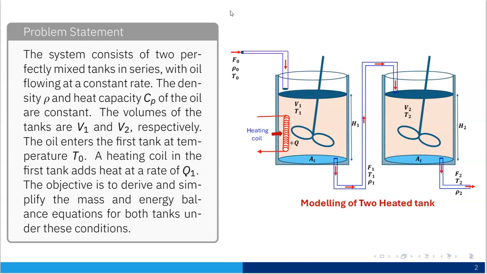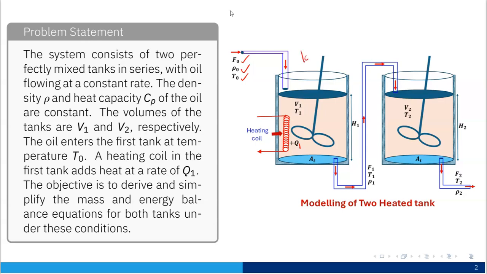The oil enters the first tank at temperature T0, the flow rate is F0, and the density is rho 0. A heating coil in the first tank adds heat at a rate Q1. So this is the added heat Q1. Now the objective is to derive and simplify the mass and energy balance equations for both tanks under this condition.